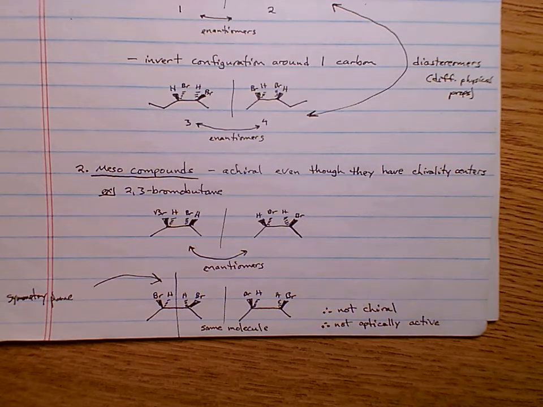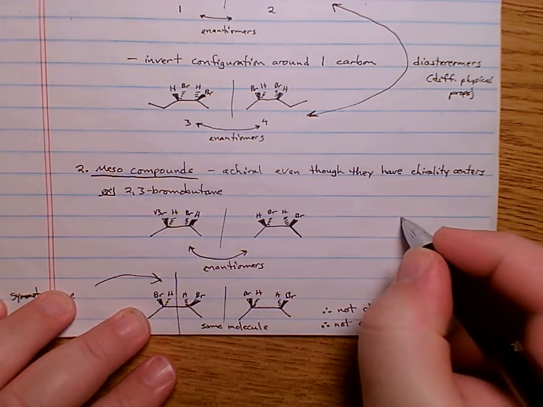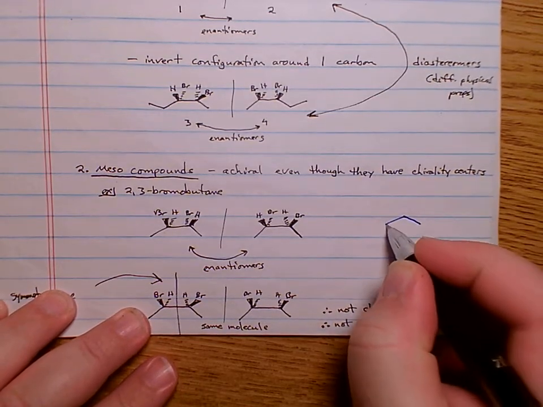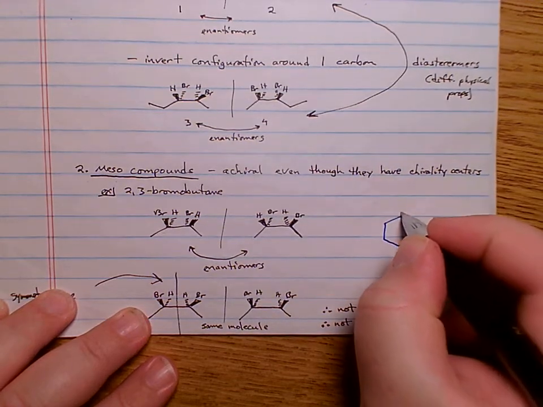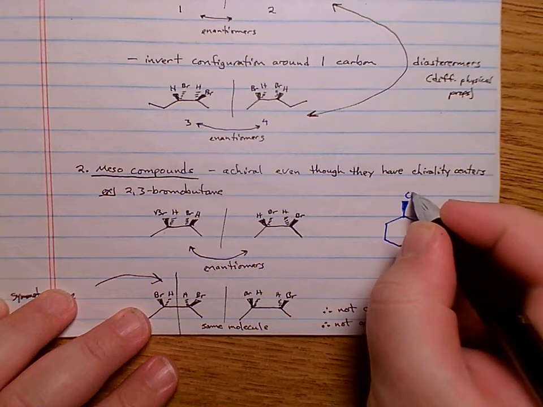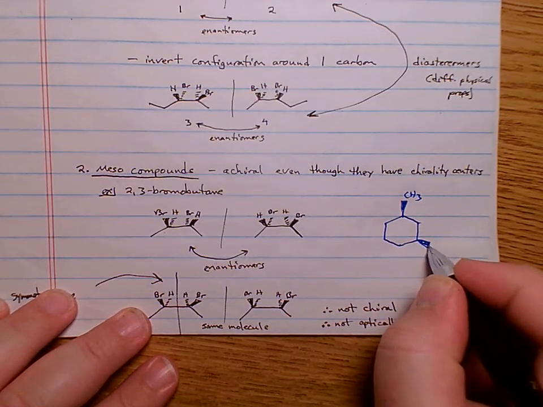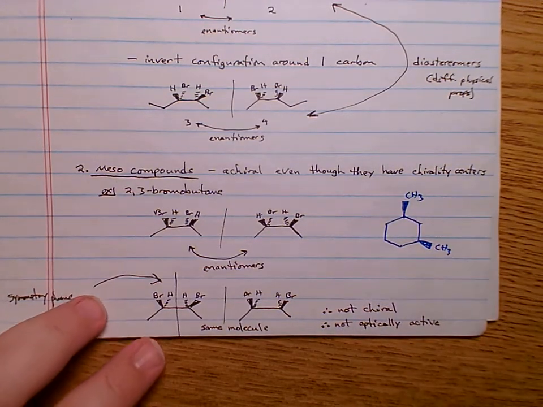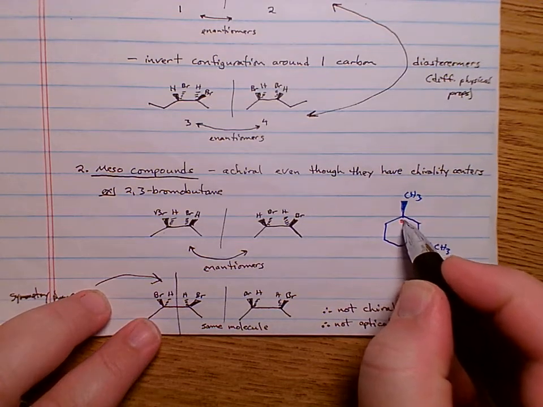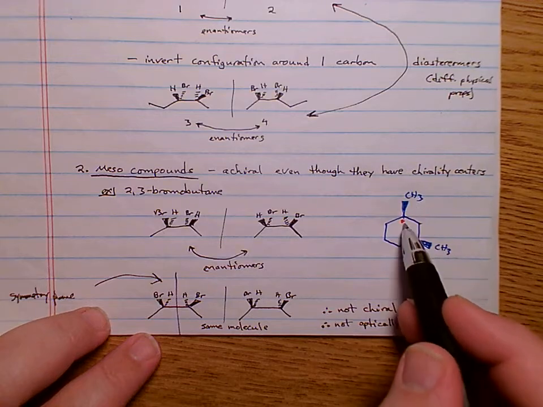What we're not good at seeing is when the mirror plane is not vertical. For example, if I were to draw this molecule here, we're getting a little bit ahead of ourselves, but that's all right. This cyclohexane, if I were to put a methyl group coming out here and another methyl group coming out here, I will note that I have 2 chiral carbons. This carbon right here is chiral because it has 4 different groups coming off of it. It has a methyl, a hydrogen.